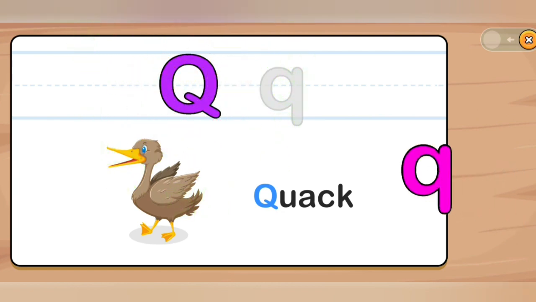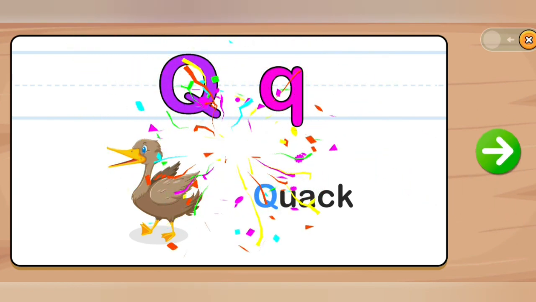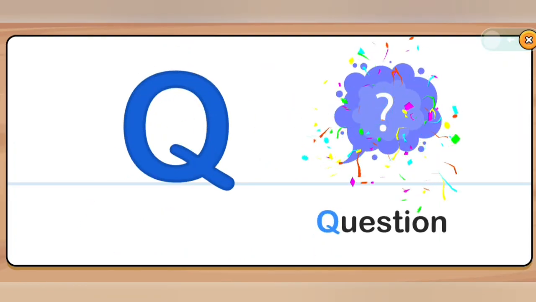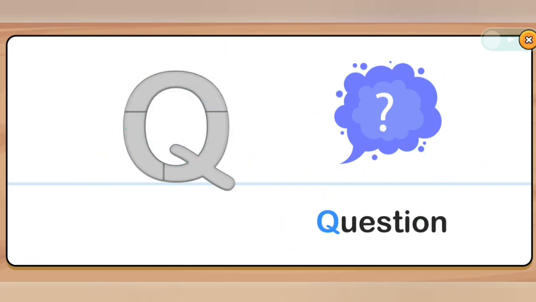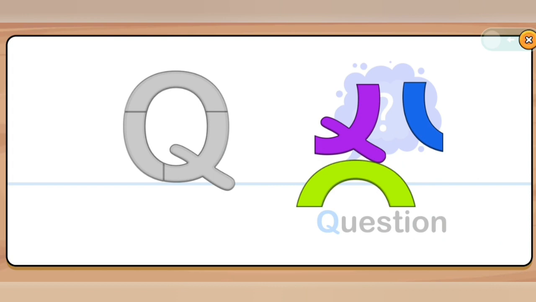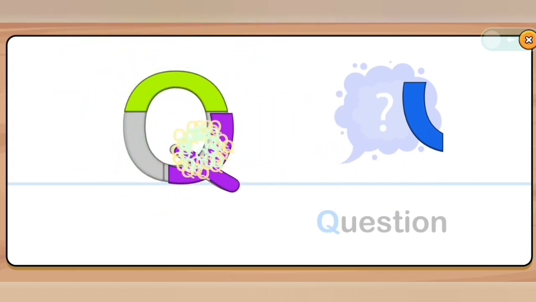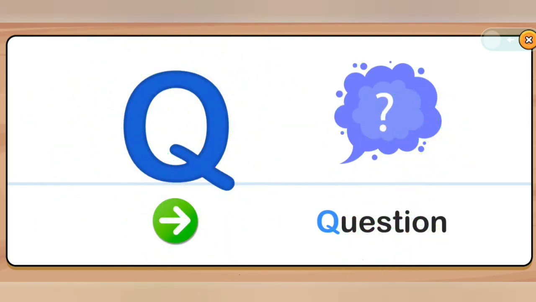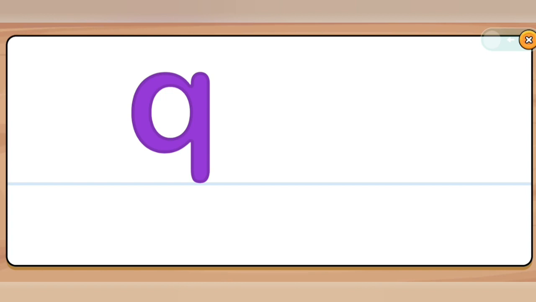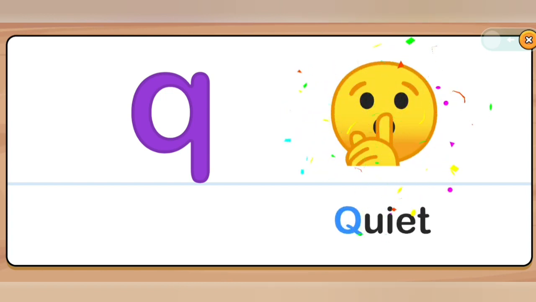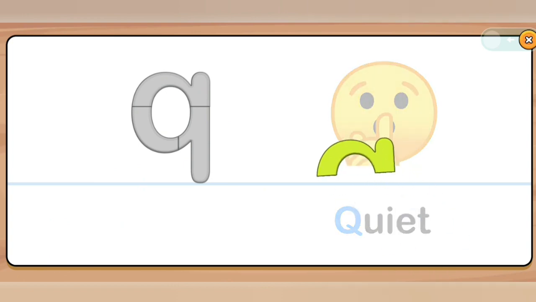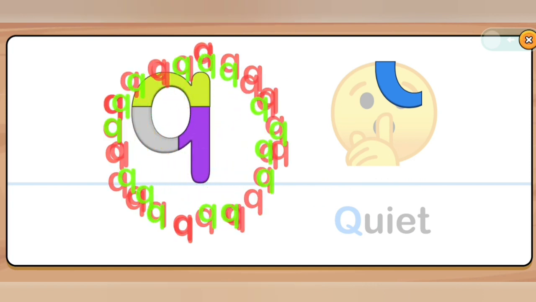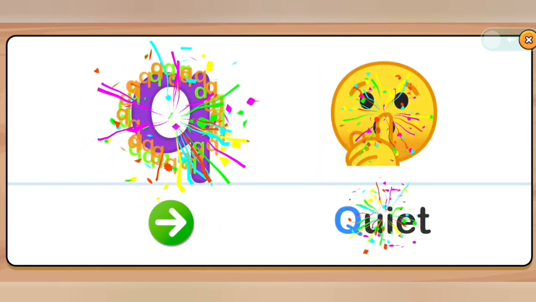Q. Q. Good one. Q is for question. Great! Good one! Nice! Q. Q is for quiet. Wow! Good job! Nice! Q.